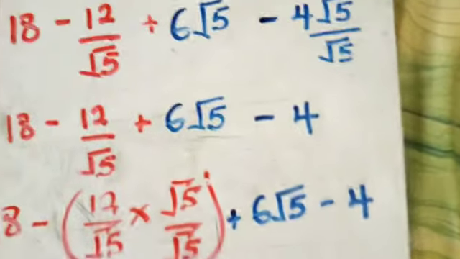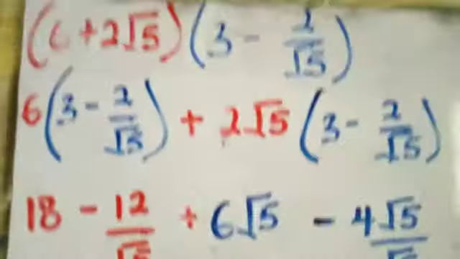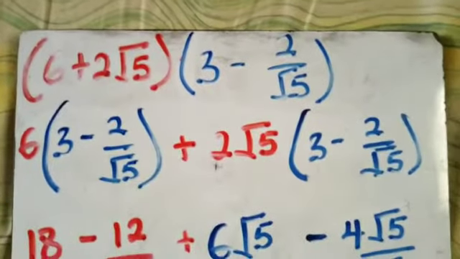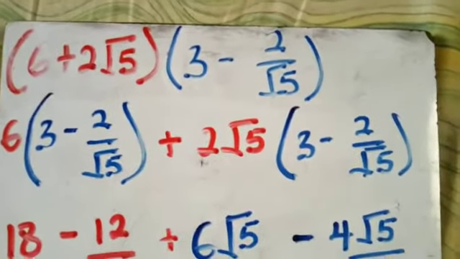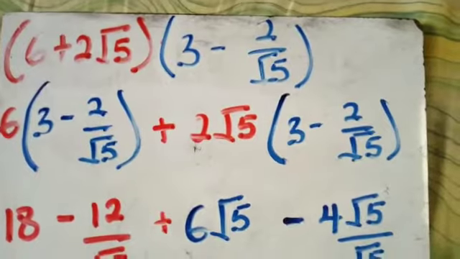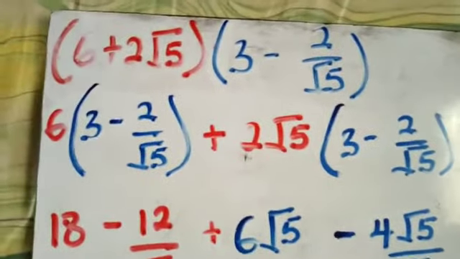The book I'm using here is the A Plus series, so credit to Dr. Ishmael Adams. Alright, so we're having 6 plus 2 root 5, everything multiplied by 3 minus 2 over root 5. Okay, so how do you multiply?